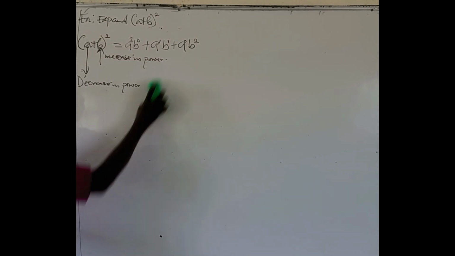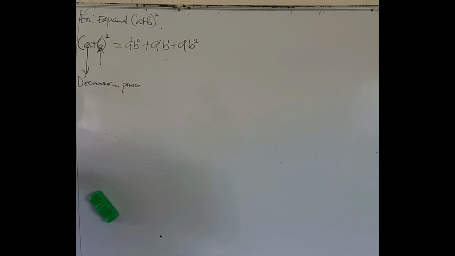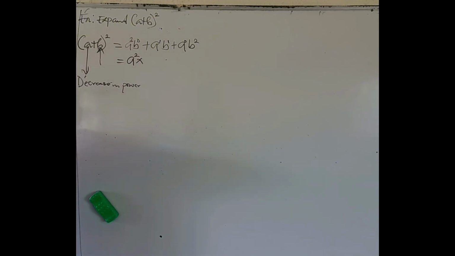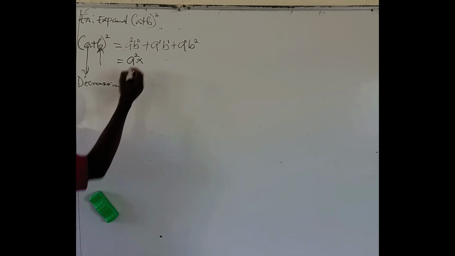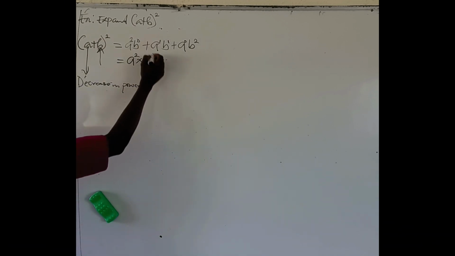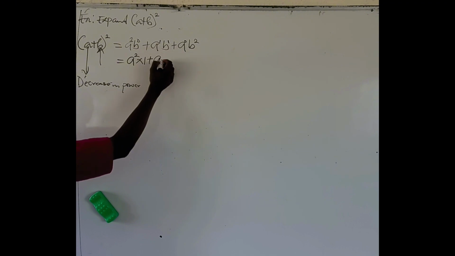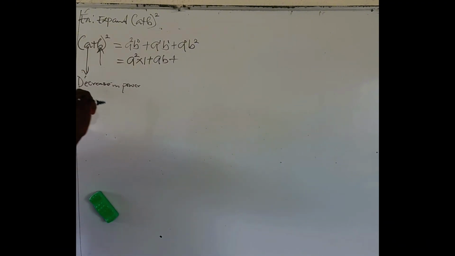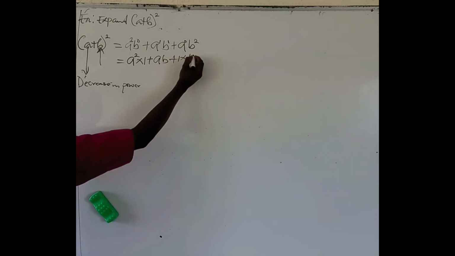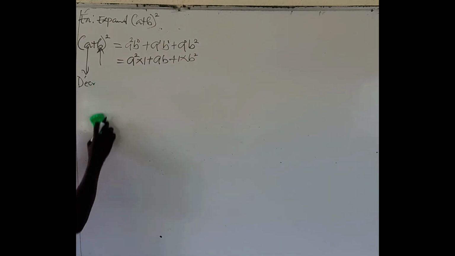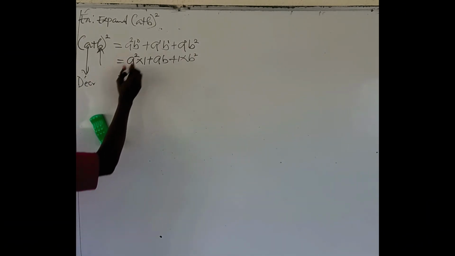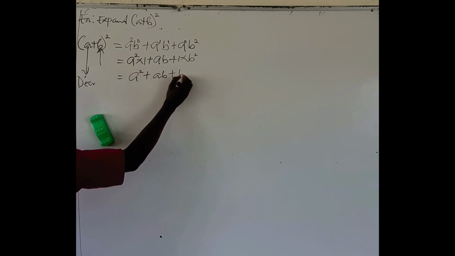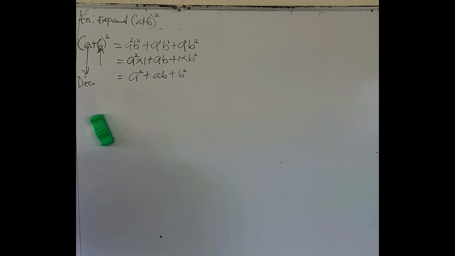So now you are going to have A raised to power 2 multiplied by B raised to power 0, which will give us 1, plus A raised to power 1 multiplied by B raised to power 1, plus A raised to power 0, which will give you 1, multiplied by B raised to power 2. So it's going to be A raised to power 2 times 1, you have A raised to power 2 plus AB plus B squared. Now, that is not all.